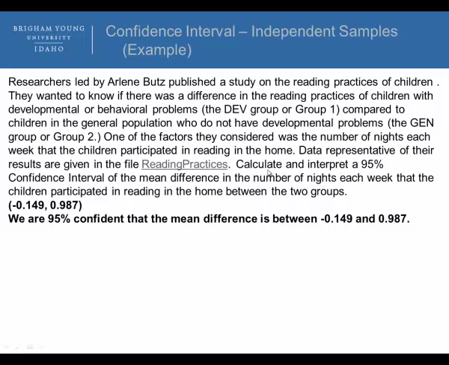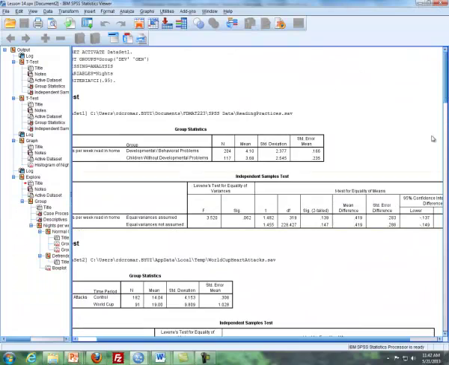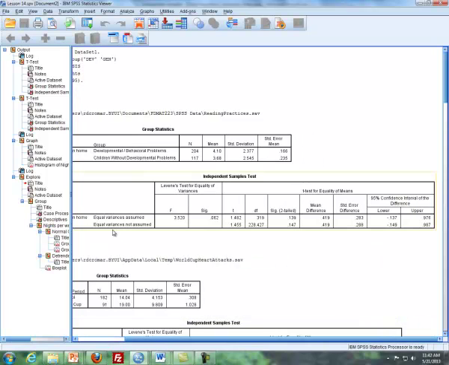So down to this sentence here: calculate and interpret a 95% confidence interval for the mean difference in the number of nights each week that the children participate in reading in the home between the two groups. Now this is the confidence interval I got here. If you go to the output here, I'm going to go back to the SPSS output I have. This is where I get my confidence interval.